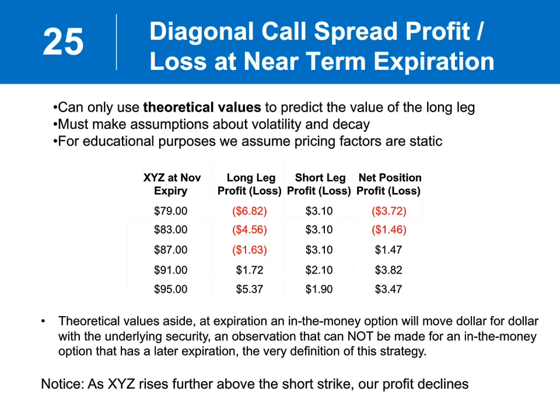With the stock $4 higher at $91 a share, now our long leg has risen in value by $1.72. The short leg that we sold at $3.10, it's now in the money by $1. So that short leg profit is $2.10. The net effect on the position is a profit of $3.82. And then finally, the $91 a share, that's plus $4.